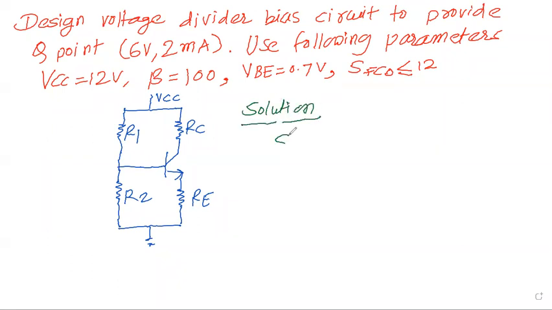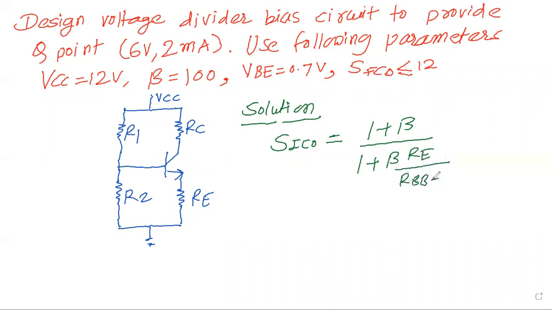First let us understand what is S(ICO). S is given by (1 plus beta) divided by 1 plus beta into RE divided by RB plus RE. And what is given to you? S is given, it should be less than 12. So our assumption is S, let it be 10.